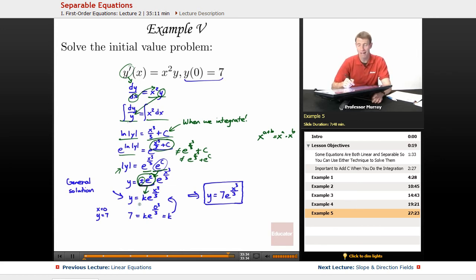In order to find the value of k, I used the initial condition. This is telling me right here that when x equals 0, y is equal to 7. So I plugged those values into this general solution: y was 7, x was 0. And e to the 0 is just 1, so this turns into k is equal to 7. So I figured out my k is 7, plug that back into the general solution, and I get my specific solution, y is equal to 7 e to the x cubed over 3.